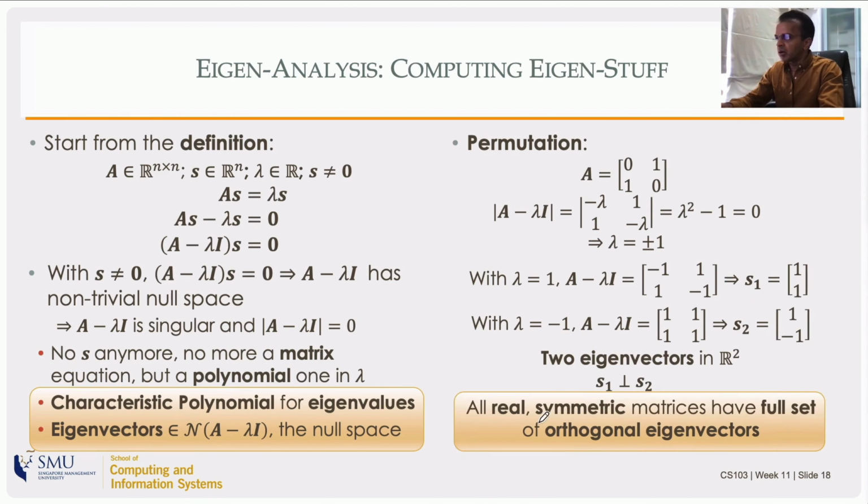So they're orthogonal. That is not an accident. It is because all real symmetric matrices have a full set of orthogonal eigenvectors. Full set means if it is an n by n matrix, I have n eigenvectors and they're orthogonal too. Real symmetric matrices are the good members of the family of matrices. They're not quite the kings, but they are close to being the king. They're like maybe the prince.